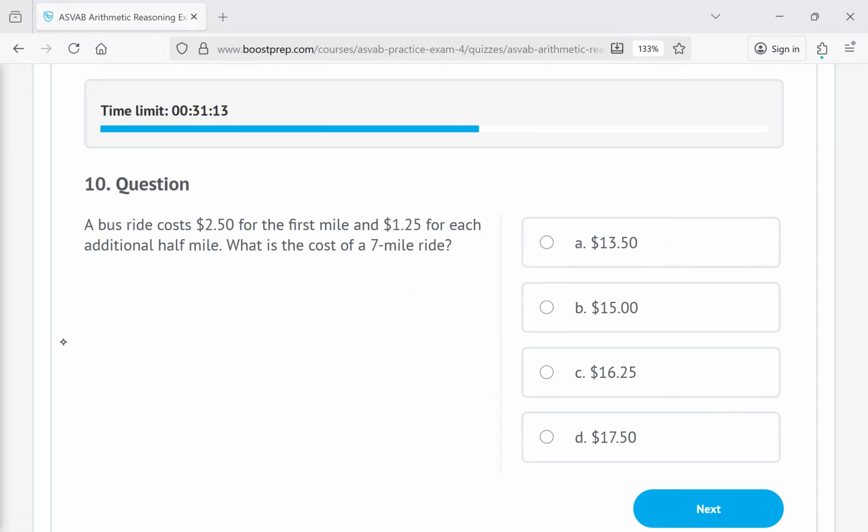Question 10. A bus ride costs $2.50 for the first mile and $1.25 for each additional half mile. So this is half a mile. What is the cost of 7 miles? So how would we set this up? Okay, so let's figure out the cost of a 7 mile ride.